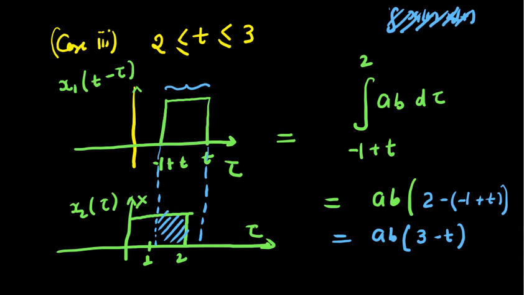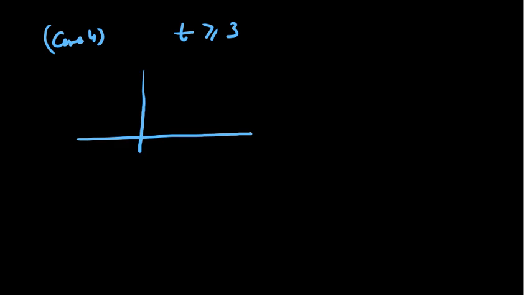Next, case 4, when your t is greater than 3. So just plot it, x1 t minus tau. Now tell me, where t will be here, minus 1 plus t will be more than 2. So we will shift it a bit. See, it's a matter of practice. That's it. You know everything.